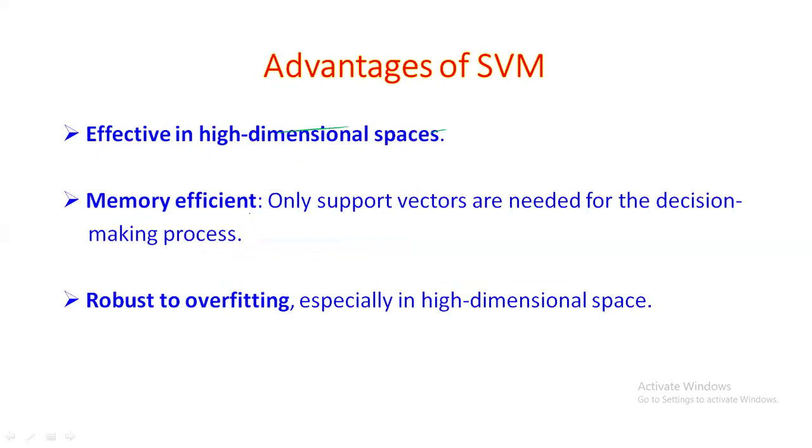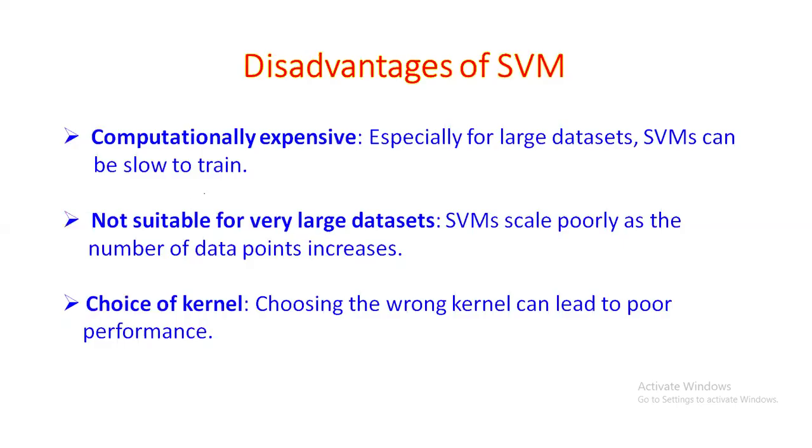And it is more memory efficient. It only uses the support vectors for the decision making process, and it is robust to overfitting, especially in higher dimensional space. Even though it has a lot of advantages, it has disadvantages also. It is computationally expensive, especially for large data sets. SVMs can be slow to train. It is not suitable for very large data sets. SVMs scale poorly as the number of data points grows, and the choice of kernel is very difficult.